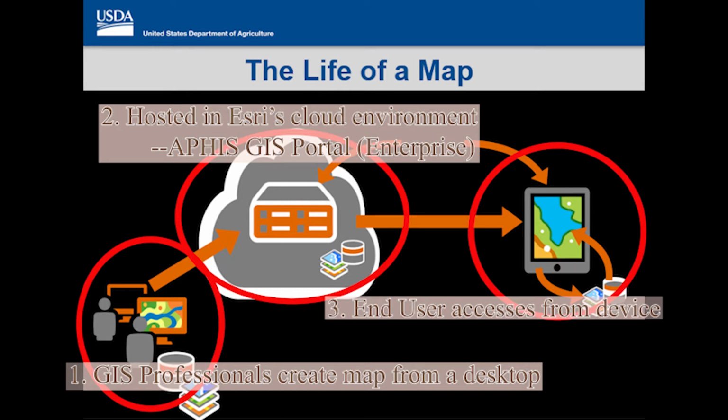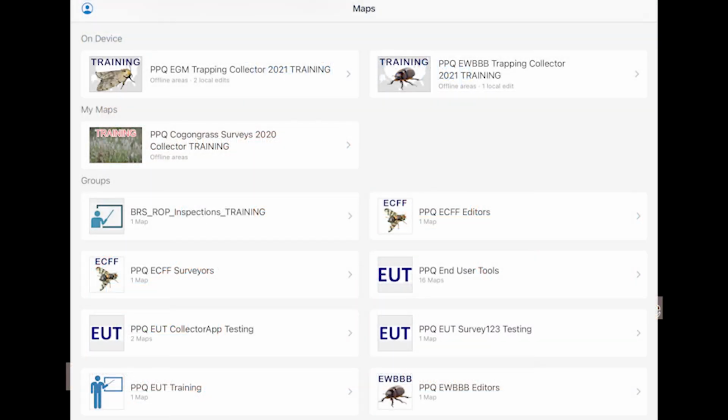When you are connected to the internet or Wi-Fi on your iPad device, you must sign into your APHIS GIS portal user account, and the Collector app will then list all the groups that you are a member of. Here's a view of my main menu in the Collector app. Yours may look much different. You are then able to collect data in that map live while connected to the internet. Collecting data live means all data collection and all edits made to the map from your mobile device are submitted immediately or live to that hosted map in the APHIS GIS portal.